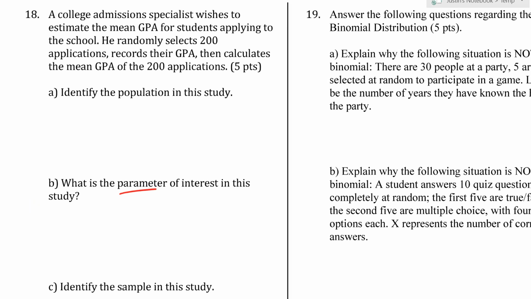Identify the population. So I accepted two answers. Technically, it's actually the list of data. So it is the actual GPAs that were recorded. But if you said it's everyone applying to the school, I accepted that too. So I'll be more technical and say it is all the GPAs. So the GPAs of everyone applying to the school.